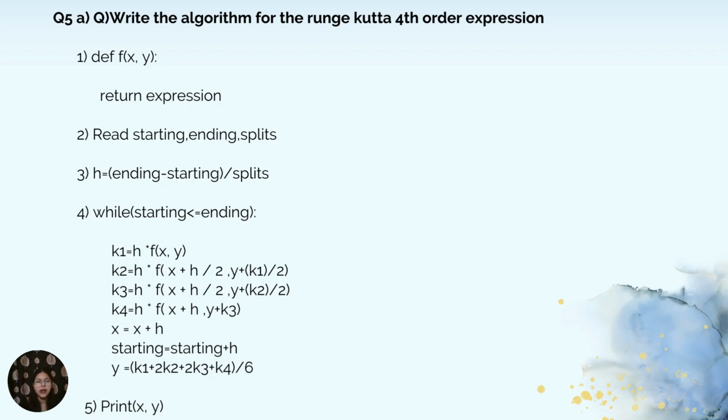Fourth, while starting is less than or equal to ending, k1 is equal to h star f of x, y, k2 is equal to h star f of x plus h by 2 and y plus k1 by 2, k3 is equal to h star f of x plus h divided by 2, y plus k2 by 2, and k4 is equal to h star f of x plus h, y plus k3. x is equal to x plus h, starting is equal to starting plus h. Then y will be y plus k1 plus 2k2 plus 2k3 plus k4 divided by 6. Then we'll print the value of x and y.